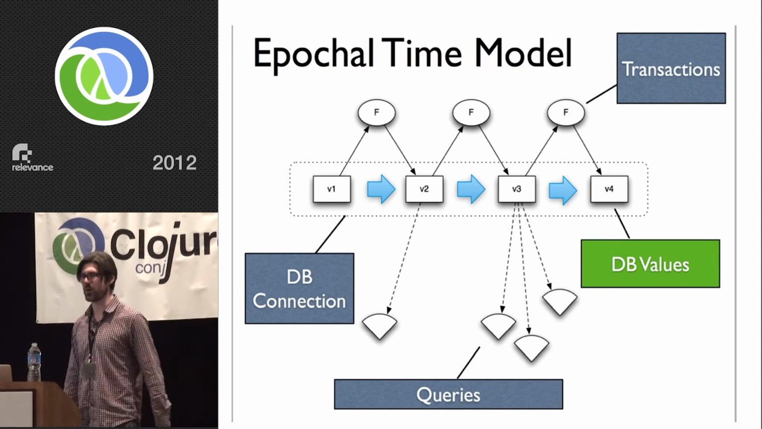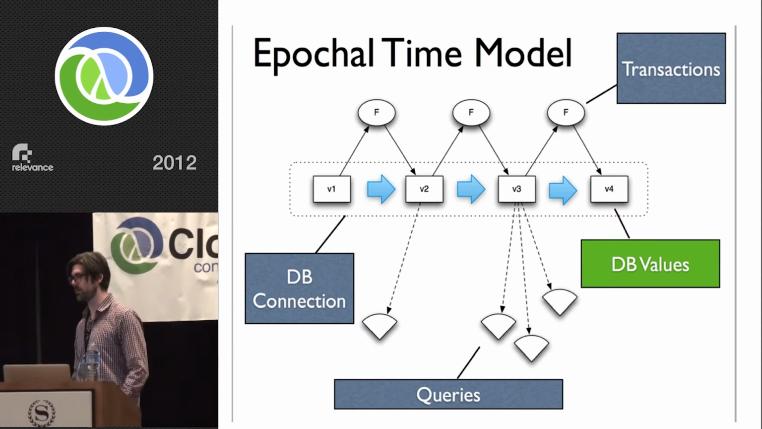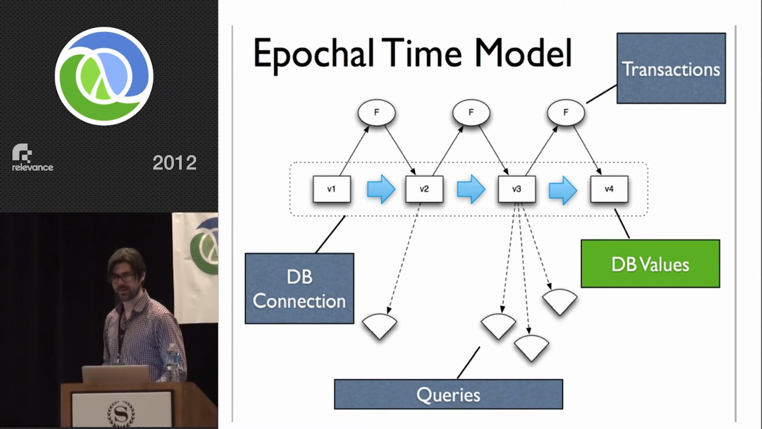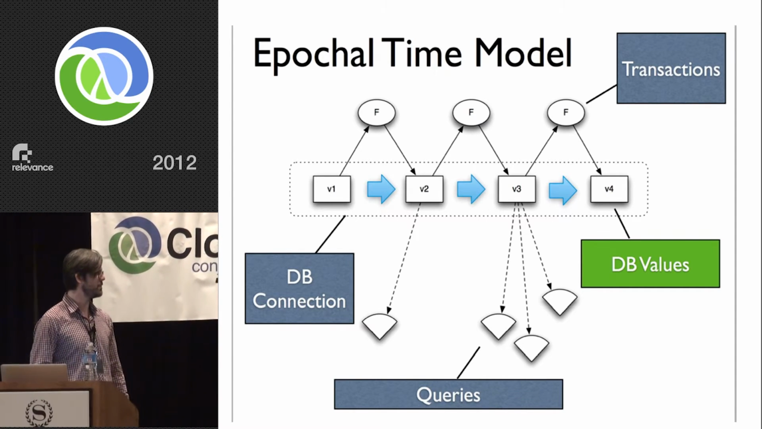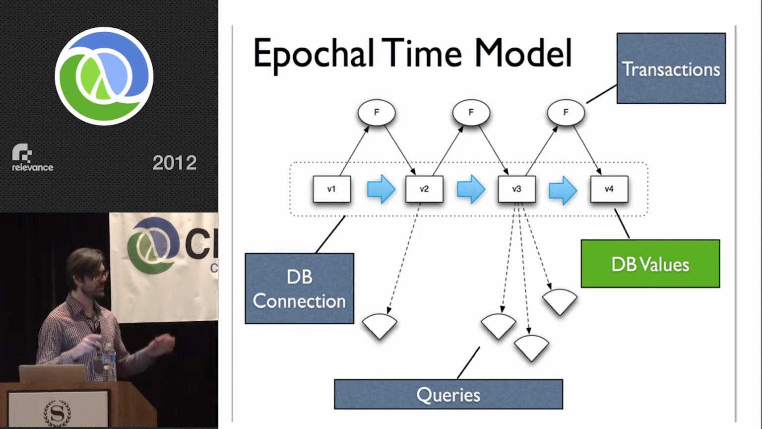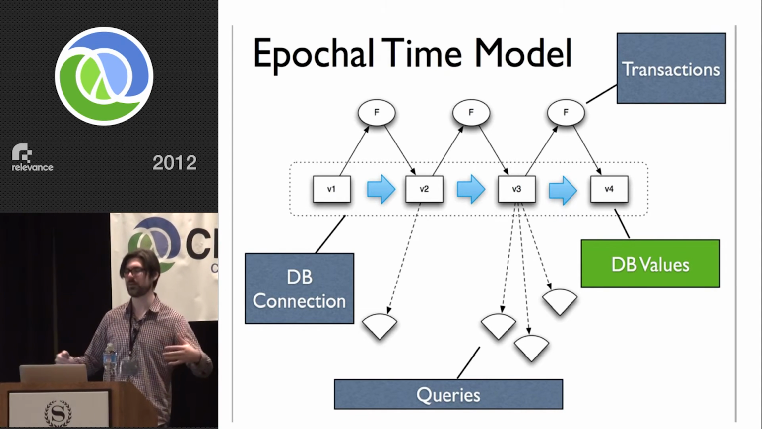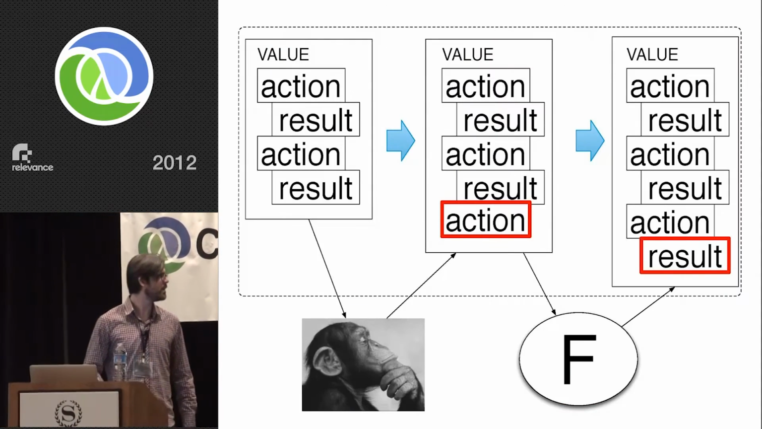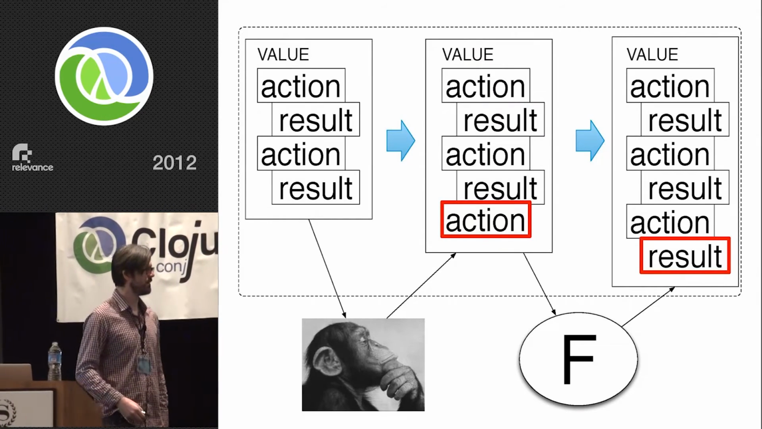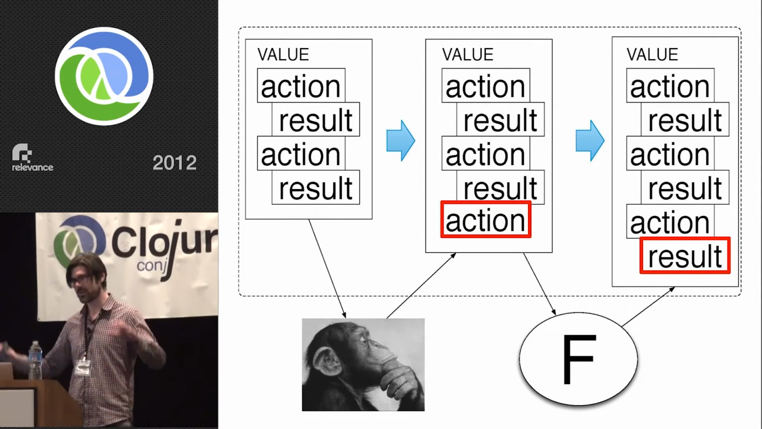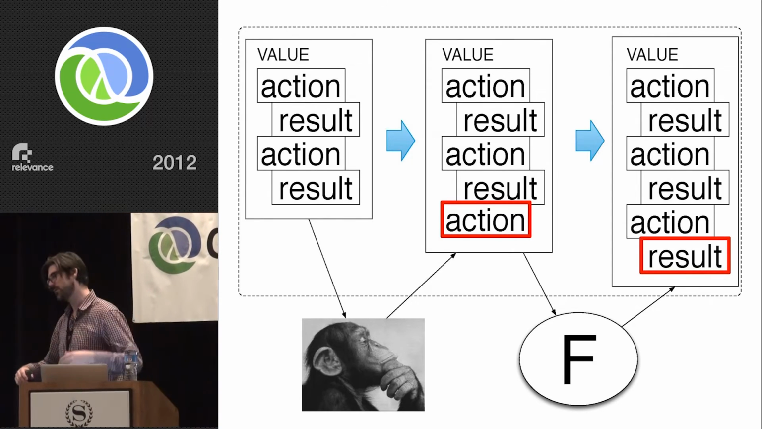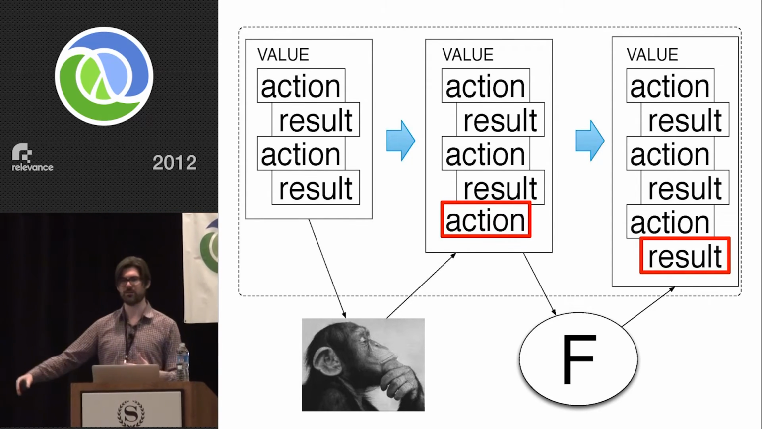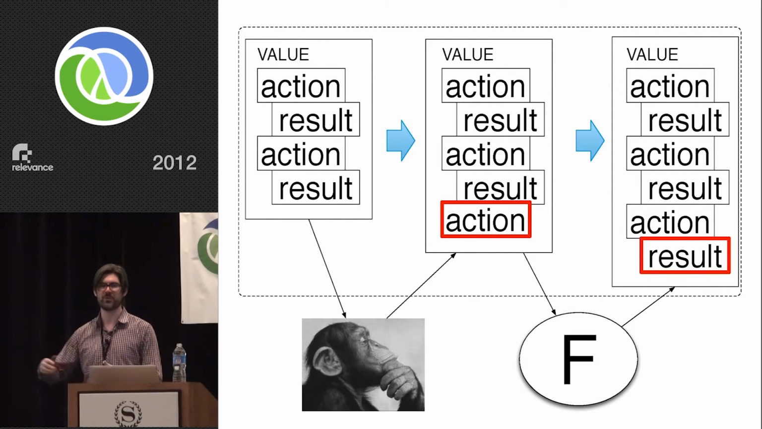The starting point is the epochal time model of Datomic. We're building on Datomic, so that's not a surprise. And the only difference really is what happens in those little boxes and what those Fs can be. So this is the process model right here. Inside of the database, we have these sequences of actions and results. And the process of adding stuff to the database is more of a two-step thing.